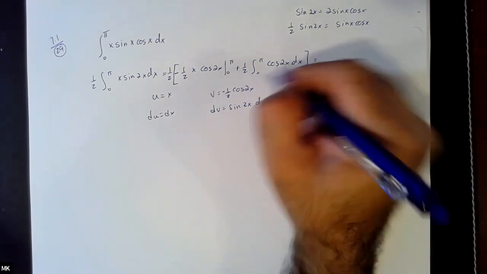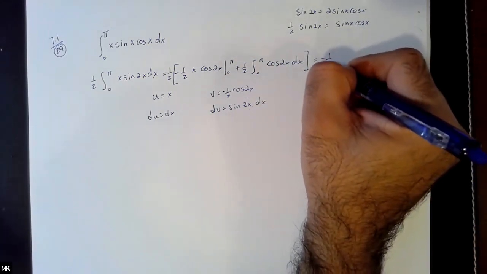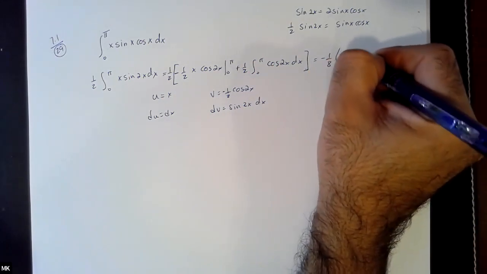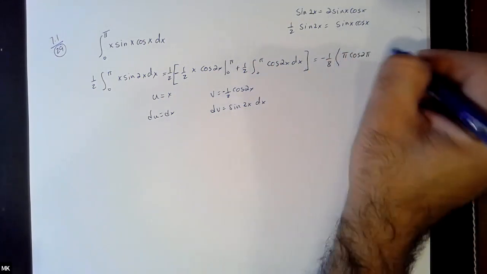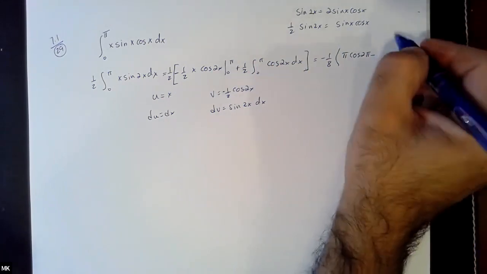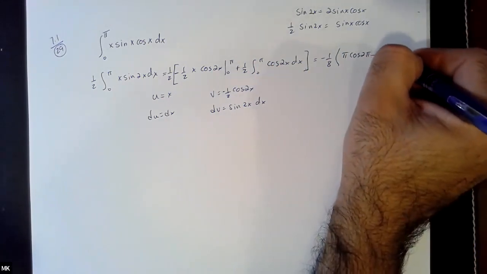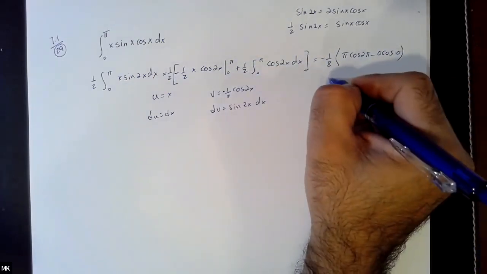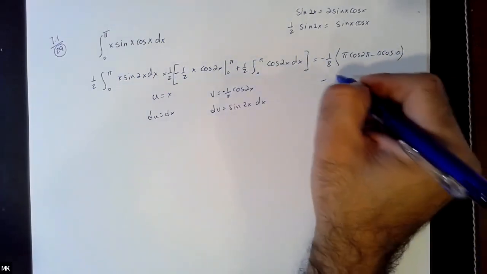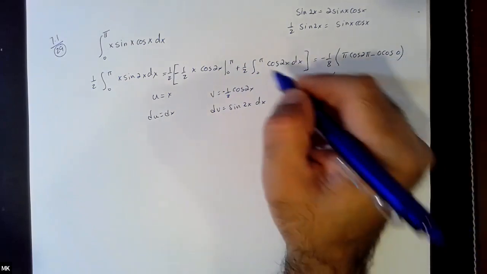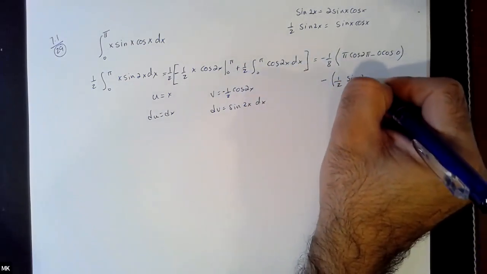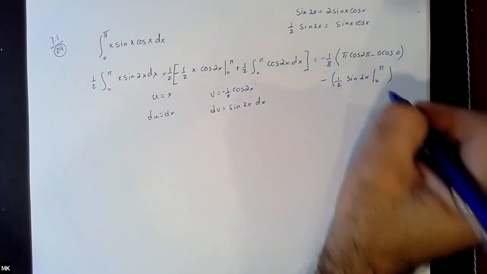Let me actually pull out all the 1/2, so I get negative 1/8 pi cosine 2 pi minus 0 cosine 0. So that's this first part. Minus, and then the antiderivative of this part is going to be 1/2 sine 2x from 0 to pi.